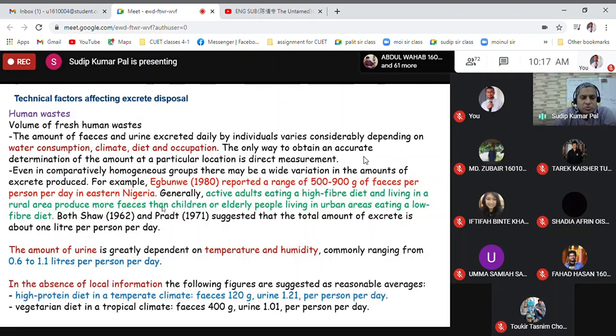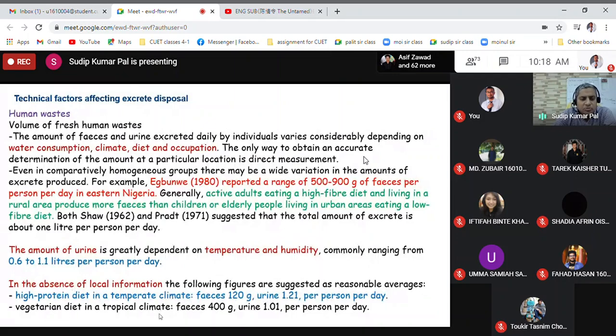In absence of local information, the following figures are suggested as reasonable averages. For a high protein diet in a temperate climate: feces 120 grams, urine 1.2 liters per person per day, as you can see. So if there is no data, and the climate is temperate with a high protein diet, then in that case you can assume these figures.